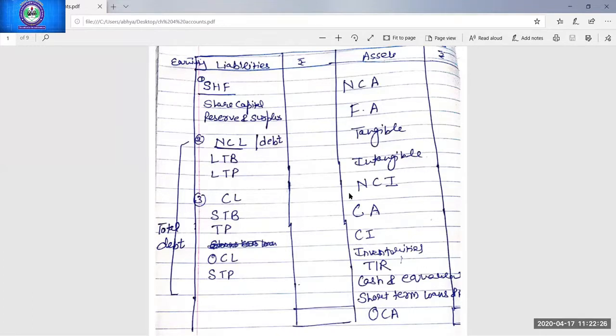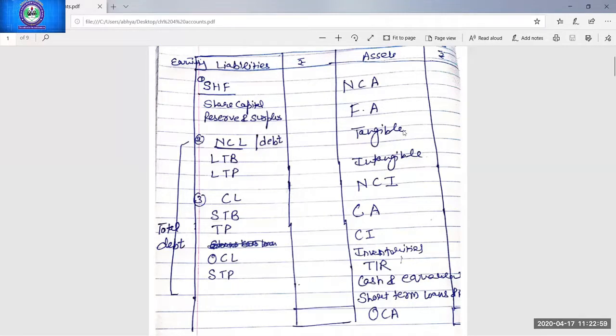Anmol, you have written only non-current liability minus shareholder funds. Yes, total liability minus non-current liability. But Varun, here total liability is not given in the question. I have told you that only the total assets are given. Total assets are given, and how will you find out current liability? Total assets minus shareholder funds minus non-current liabilities.